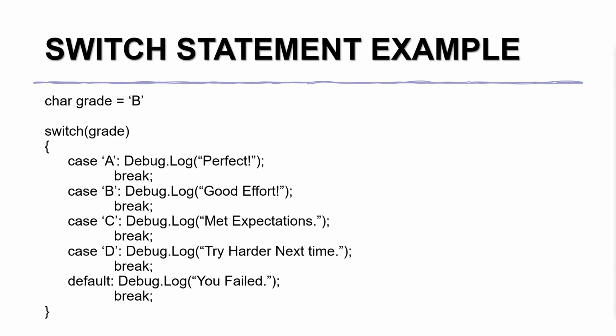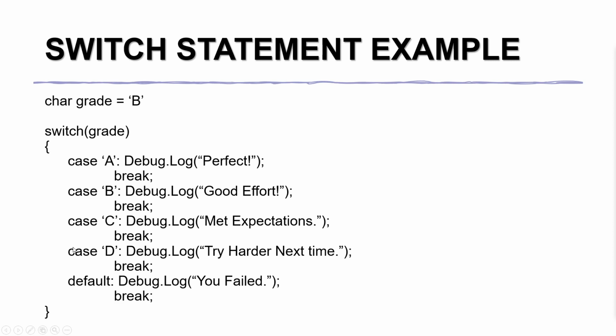So what does this actually look like in code? Let's use the example of maybe we want to print out a statement to the console based on somebody's grade. So we're going to use a char called grade, and we're going to just set this example to B. So the way that this works is we write switch, and in parentheses, what variable are we checking? We're checking grade, so we put grade into here.